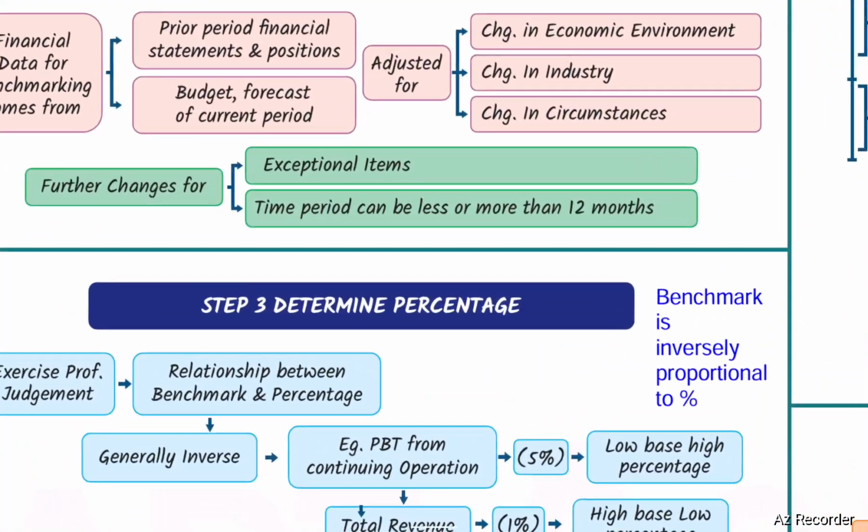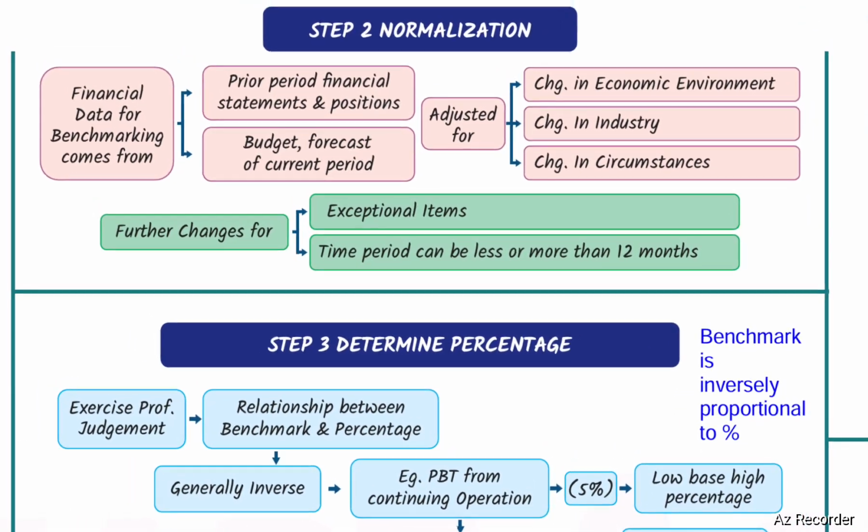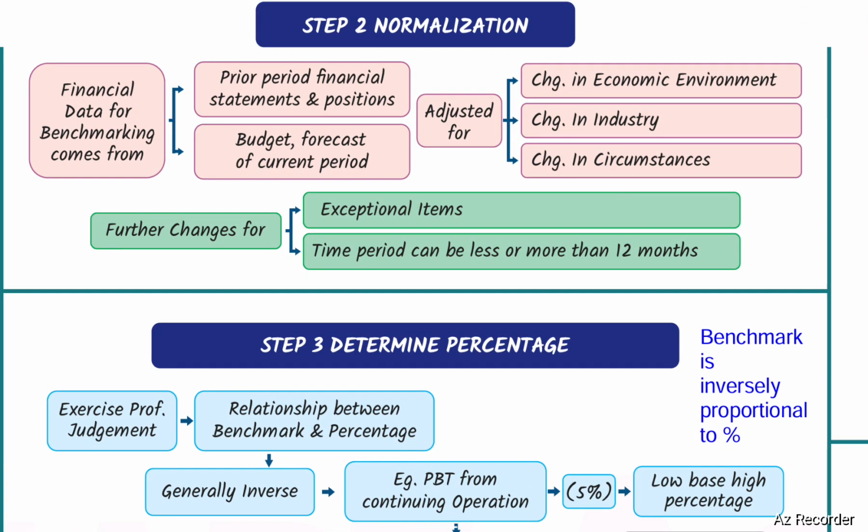Next, Step 2: normalization. Financial data for benchmarking comes from prior period financial statements and positions, and budgets and forecasts of the current period, adjusted for changes in economic environment, industry and circumstances. Further changes are made for exceptional items, and the time period can be less or more than 12 months.